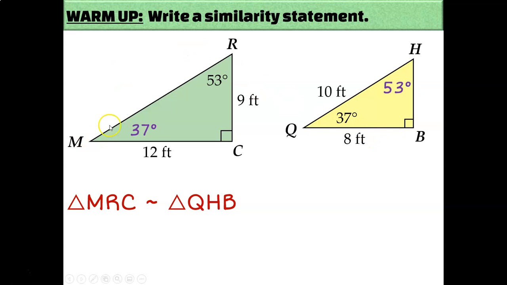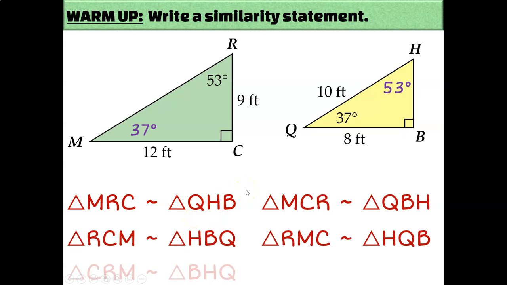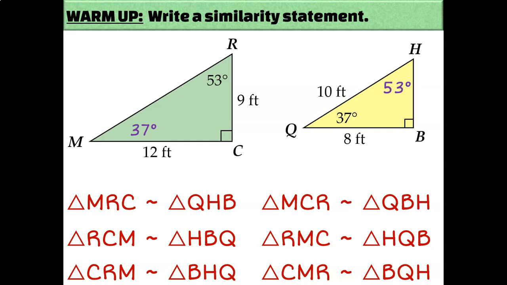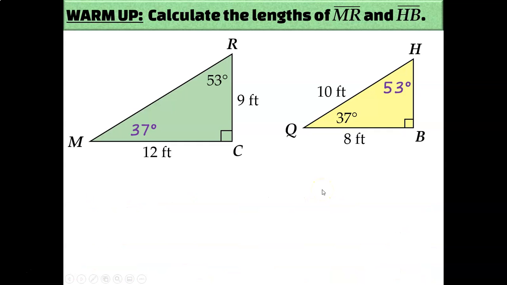If I call the first one MRC, that's the 37, the 53, and then the 90-degree angle. So I'd have to go in the same order when I name the yellow one. 37, 53, 90, so that would have to be QHB. But this is not the only correct similarity statement that you could write. You could actually write any of these 6 options and they would all be correct because they all go in a corresponding order.